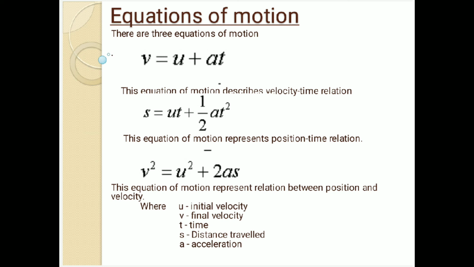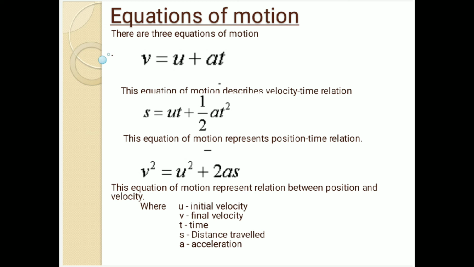Second one, s = ut + ½at². This equation of motion represents the position-time relation. It gives the relation between position and time. This you have to remember. Last one is v² = u² + 2as, or sometimes we can write v² − u² = 2as. This is the third equation of motion.